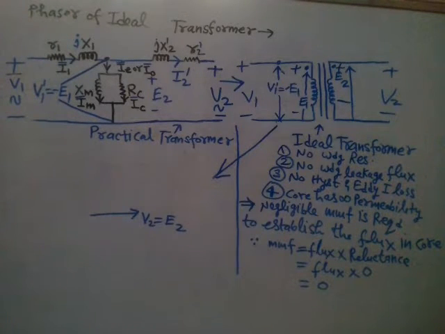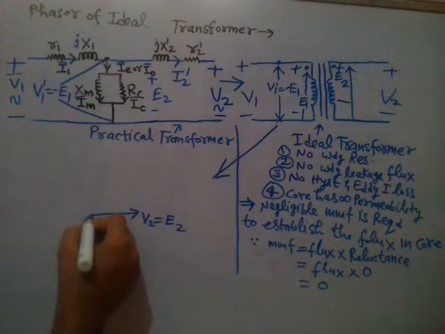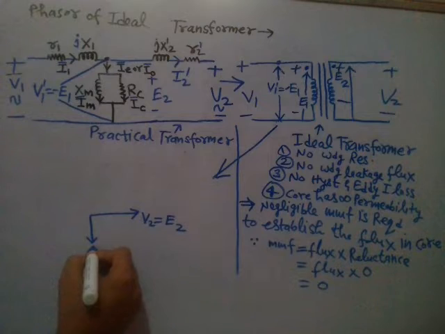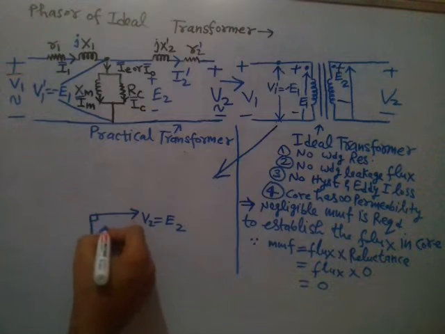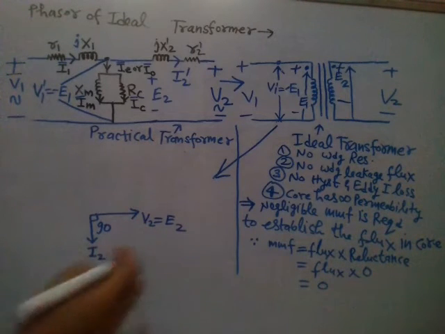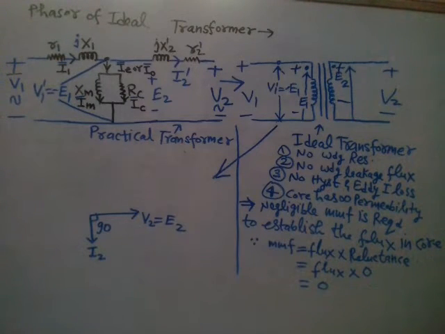So now take I2, that is 90 degree lagging, because it is now an ideal inductor, a pure inductor, right? So this is I2, it is 90 degree lagging by this voltage V2, right?